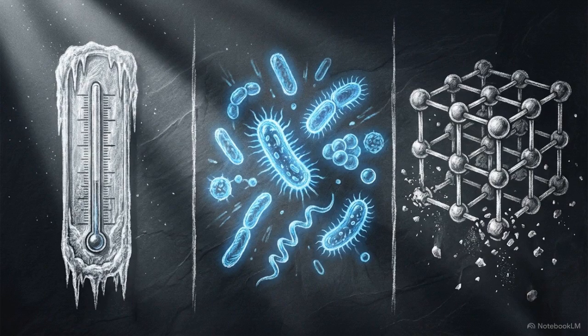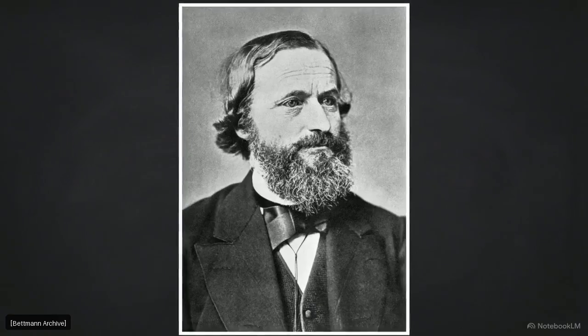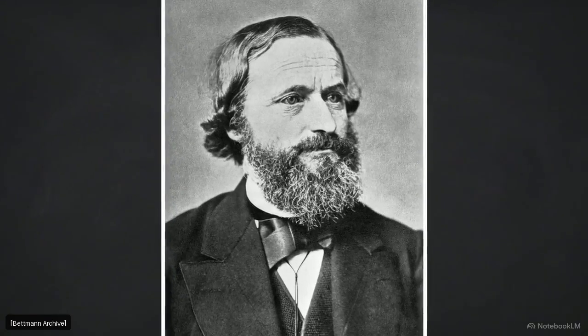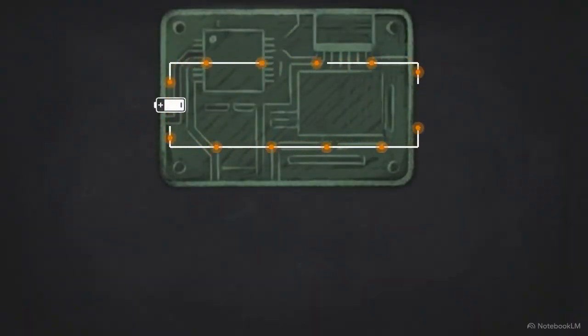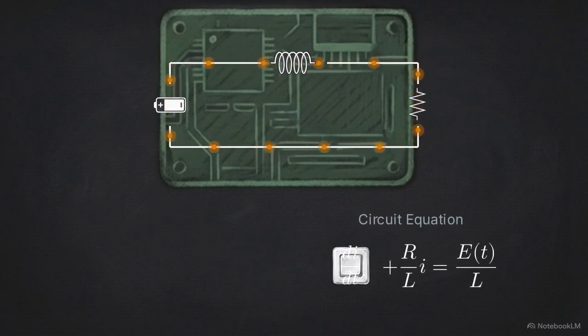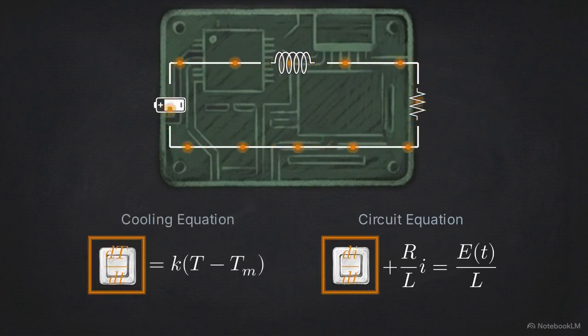Whether it's a cooling body, a growing colony of bacteria, or a decaying atom, the underlying mechanics of change are identical. This same math even governs the invisible movement of electricity. Gustav Kirchhoff developed laws to describe the voltage drop in a circuit. He used these equations to track how a battery's energy moves through an inductor, which stores energy in a magnetic field, and a resistor, which limits the flow of current. Kirchhoff's linear differential equation for current is structurally the same as the formula Detective Taylor used to solve the murder.